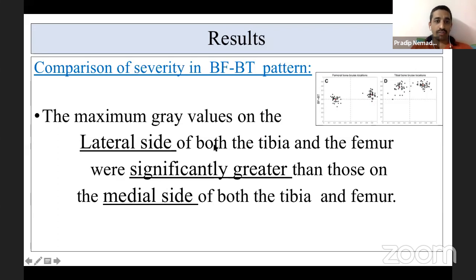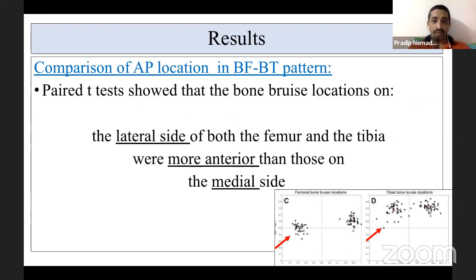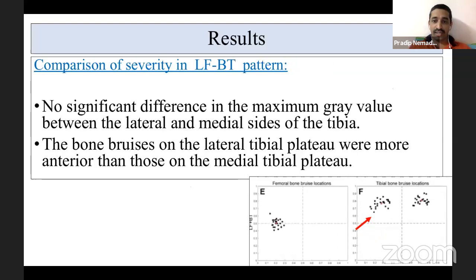Now the comparison of severity in the bicondylar femur and bicondylar tibia pattern. The lateral bruises were significantly greater than the medial side. So again, in those with the bicondylar pattern, lateral was much more severe. Again, comparing the AP location, I already mentioned that the lateral side was much more anterior than the medial side, and similarly this was seen in the lateral femur bicondylar tibia pattern. However, the severity of the tibia was equal in this particular pattern of bone bruise distribution.